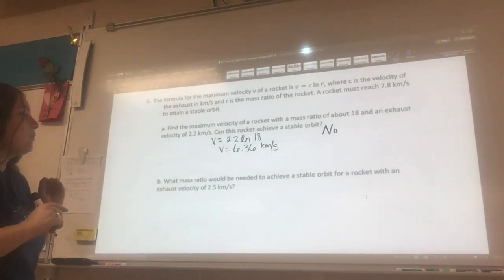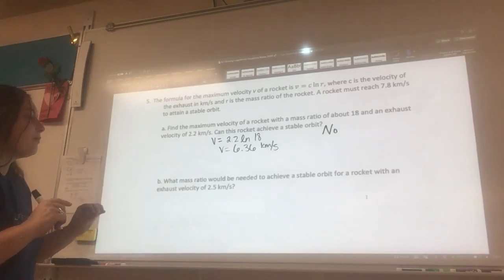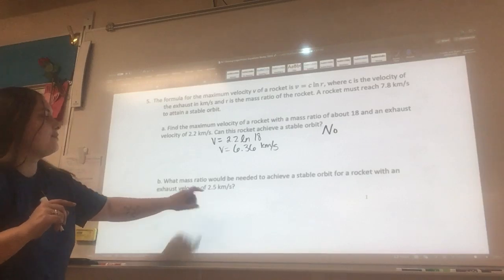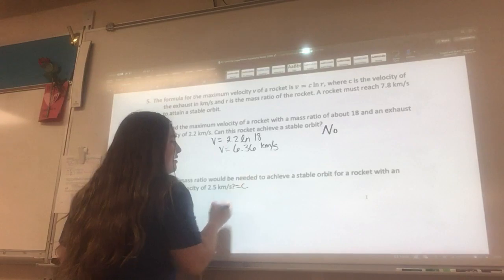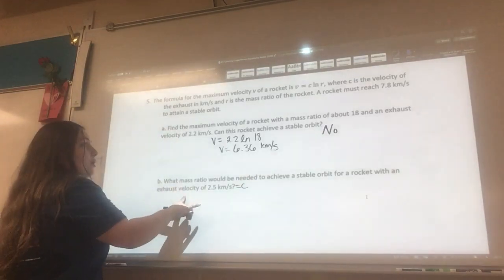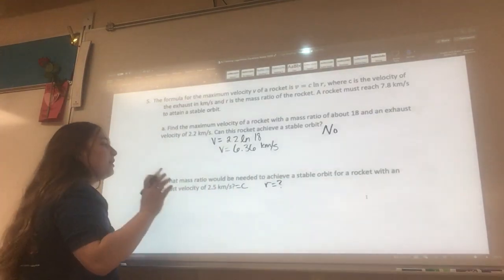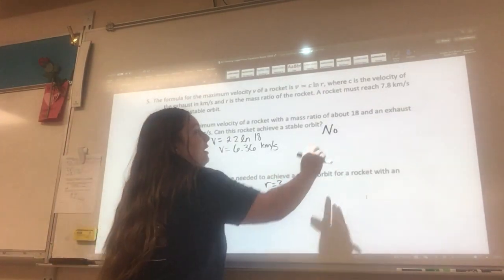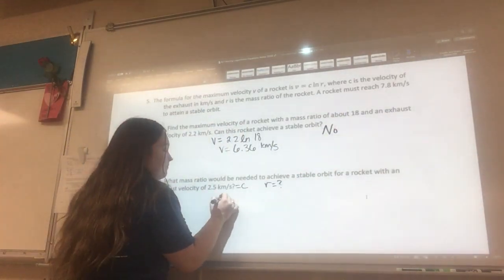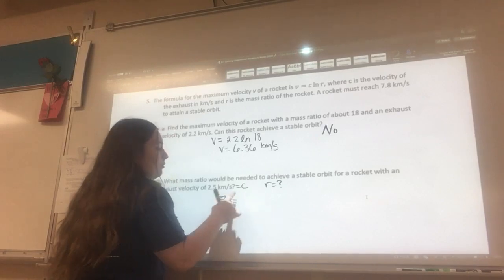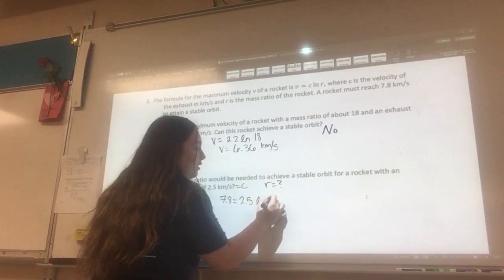Our last one is, what mass ratio would be needed to achieve a stable orbit for a rocket with an exhaust velocity of 2.5 kilometers per second? Remember, exhaust velocity is your C value. So what we're looking for is R. We have no idea what R is, and we want to maintain a stable orbit. So that means we must reach about 7.8. So that's what our V value is. So we have 7.8 equal to our C value of 2.5 ln of our unknown R.